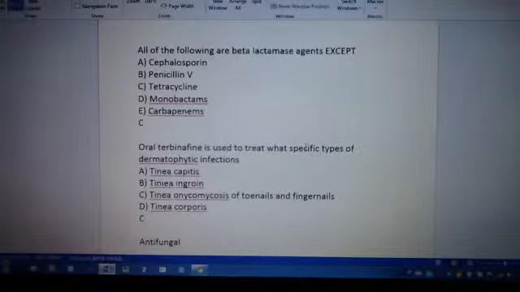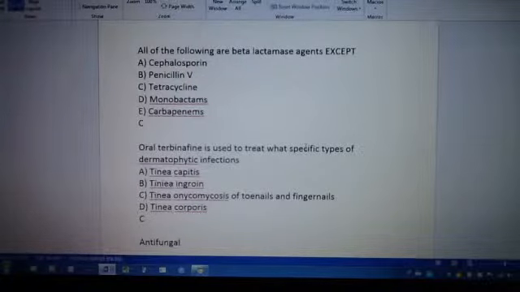Okay, welcome back to part 4. We're talking about anti-cancer drugs, CV drugs, hormonal drugs, antimicrobials. So we just talked about this MCQ. All of the following are beta-lactamase agents except, and the answer was C. Tetracycline is not a beta-lactamase agent.